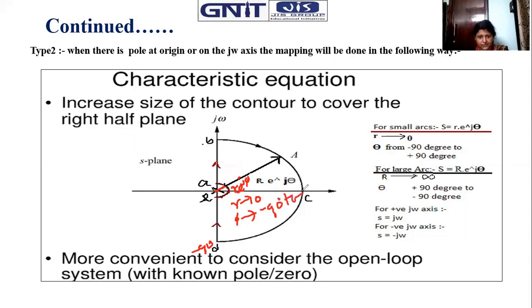for the AB part, s equals j omega, where omega is ranging from, again, the same, 0 plus to infinite. Very nice. Now for this part, we have r e to the power j theta, the same as the previous, where theta ranges from plus 90 degrees to minus 90 degrees, right? So that is the range of theta. With r e to the power j theta, the limit of r tends to infinite, and theta goes from plus 90 degrees to minus 90 degrees.